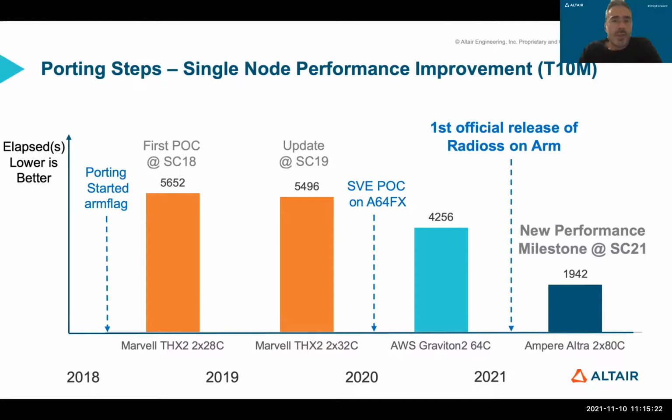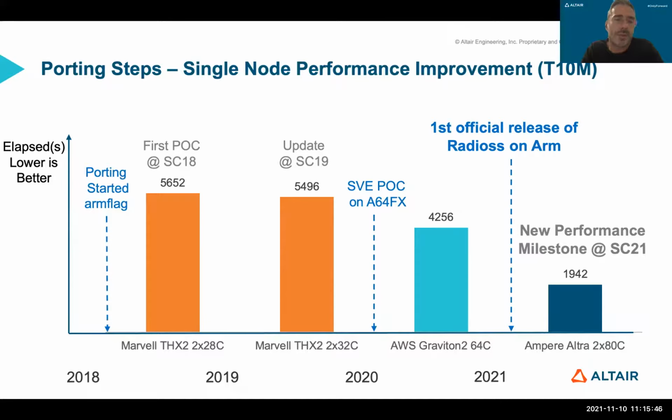So for this benchmark, it's only the first 2 milliseconds that we run on a single node. So I put single node results. The porting started in 2018, and at SC18 at the ARM user group, I was able to show the first result.